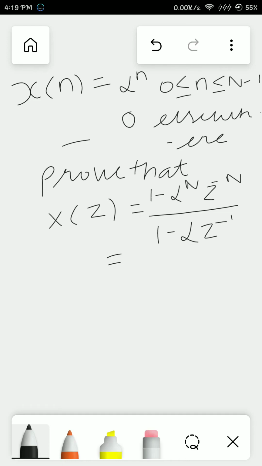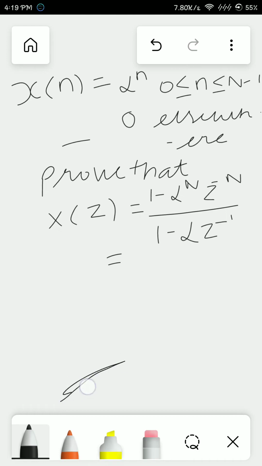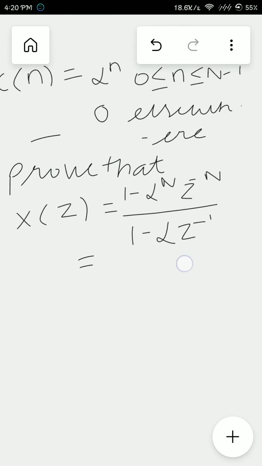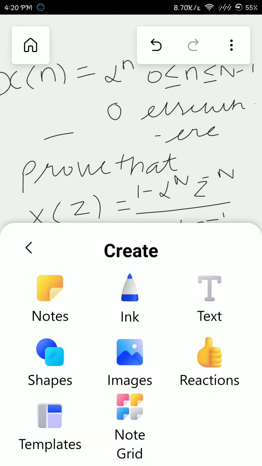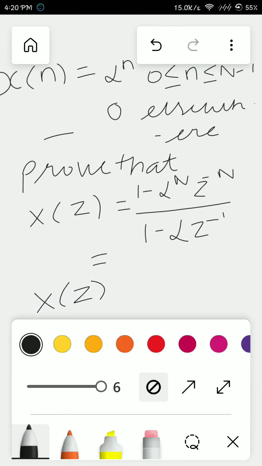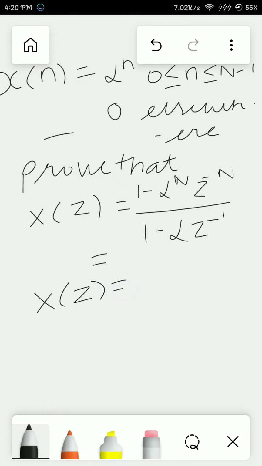So for the problem, my very first thing is to start with my formula, that is X of z. So what is the X of z formula? X of z is equal to the summation from n equal to minus infinity to infinity of x of n into z to the power of minus n, right?